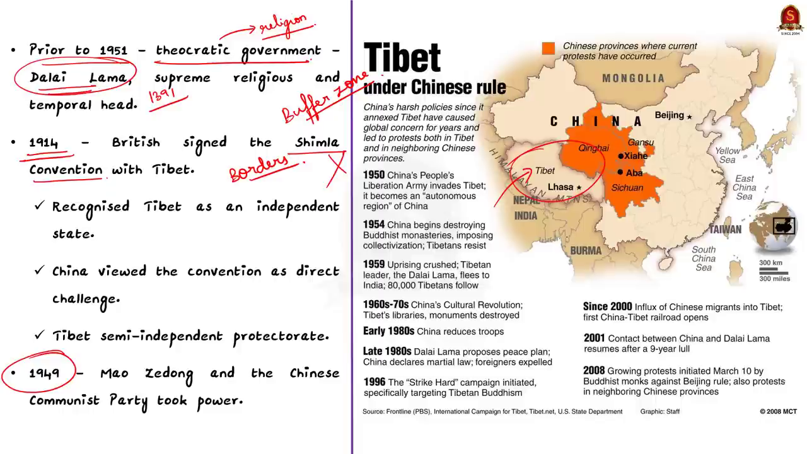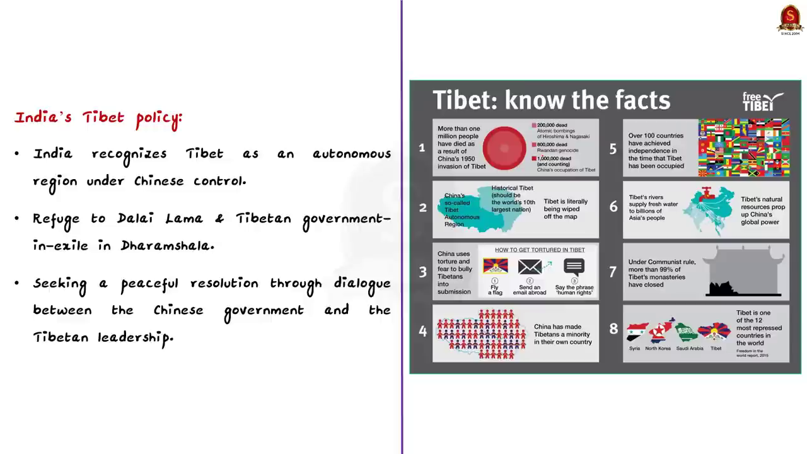In 1950, the People's Liberation Army of China invaded Tibet, asserting that Tibet was part of China's territory. In 1959, Dalai Lama started an uprising against Chinese rule in Lhasa, the capital of Tibet. But this uprising failed and was brutally struck down by the Chinese army. So Dalai Lama, along with thousands of Tibetan refugees, fled to India. Indian government accommodated them in Dharamshala in Himachal Pradesh.